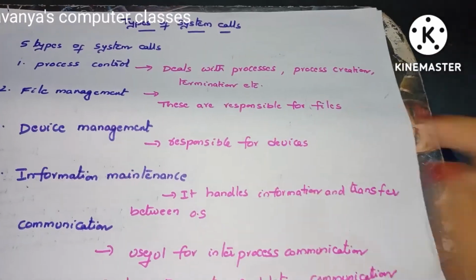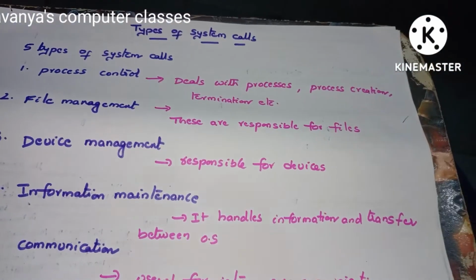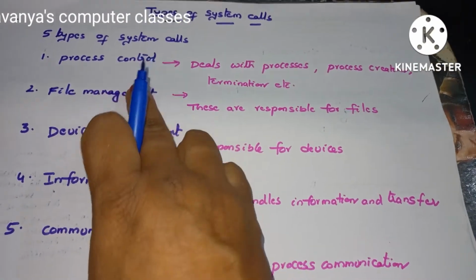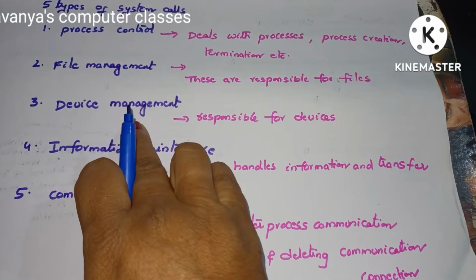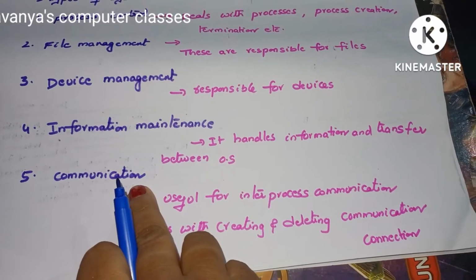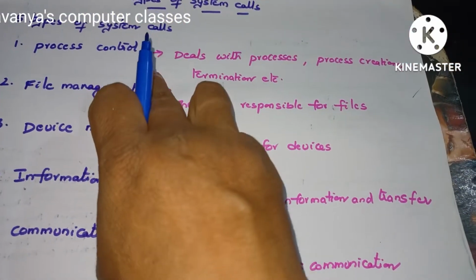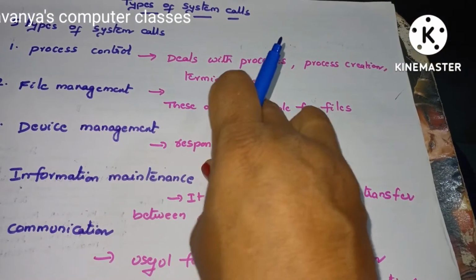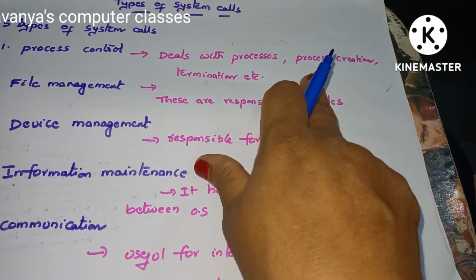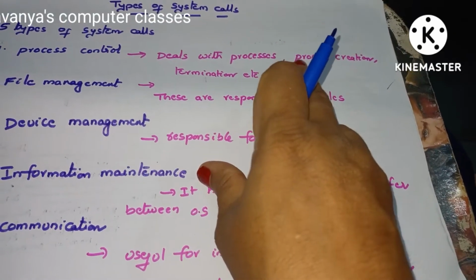Now we go for types of system calls. All the types of system calls are categorized into 5. What are those? One is process control system calls, file management system calls, device management system calls, information maintenance, and then communication. These all 5 are categories of system calls. So what is process control? Process control deals with all the processes. That means how to create a process, creation process, termination process, and I will explain them separately.